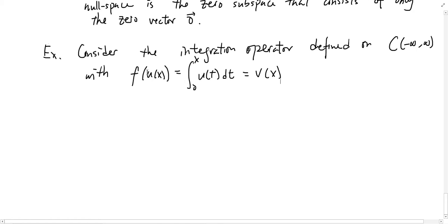You know what? This is kind of confusing because it looks like a composition of functions instead. So how about I call the integration operator capital I, since we usually use a capital letter to indicate an operator. Okay, I'm going to tell you this is true: the integration operator is linear. It's a linear operator.